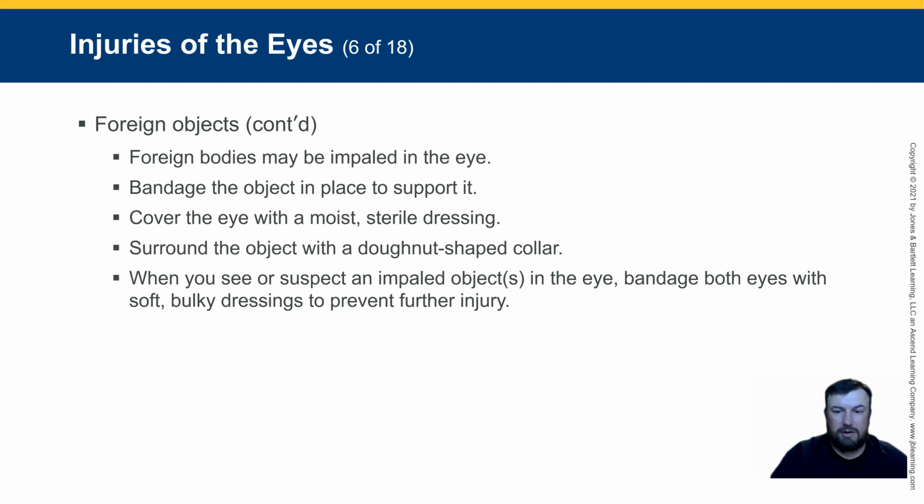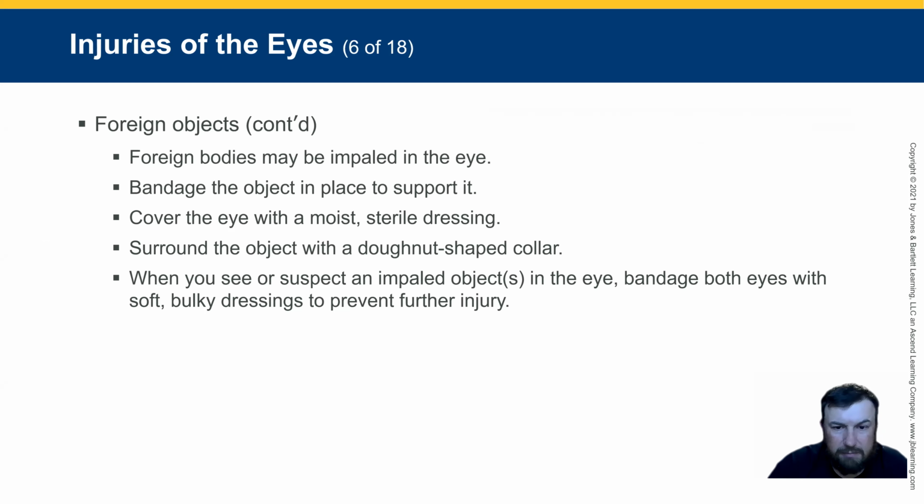Okay, so I'm not going to read all that. If we get an object that is actually embedded and we can see it, it's an impaled object. We want to, one, secure that. We're not pulling it out. We want to secure it in place, whether we're using bandages or whatever we can. At the same time, we work on the injured eye, but we cover the other eye. Because if I'm injured here and there's still movement, when I move my good eye, this one's still moving. So we actually want to cover both eyes and secure that object however we can.